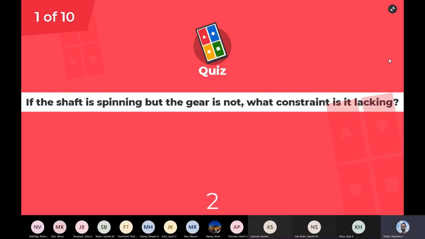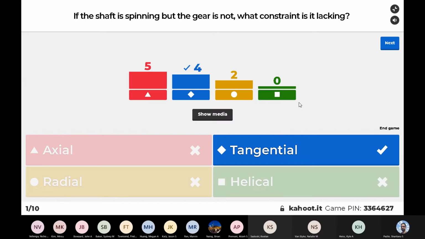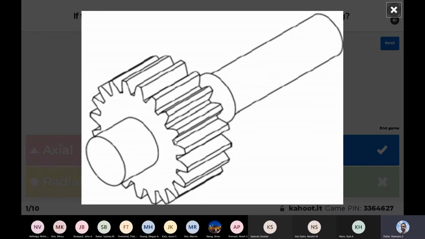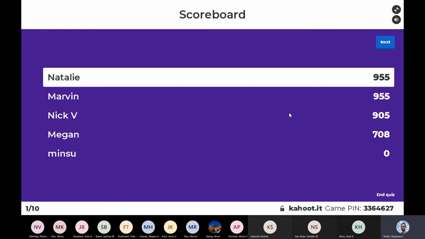If the shaft is spinning, but the gear is not, what constraint is lacking? So imagine the shaft is spinning, but the gear just stays in place. What's your problem here? Yep, that's right. It's not tangentially constrained. So this is the tangent of the shaft, and the shaft is rotating, but the gear is not moving with it. So that's not tangentially constrained. On to the next question.